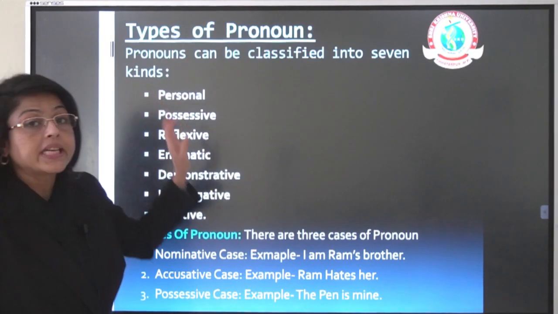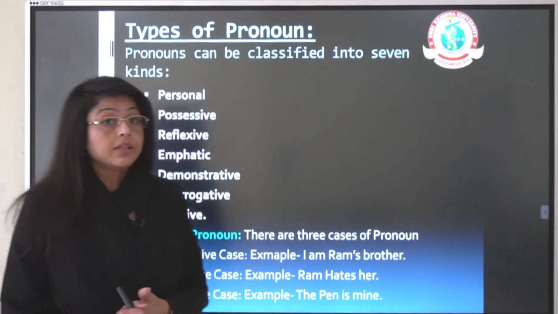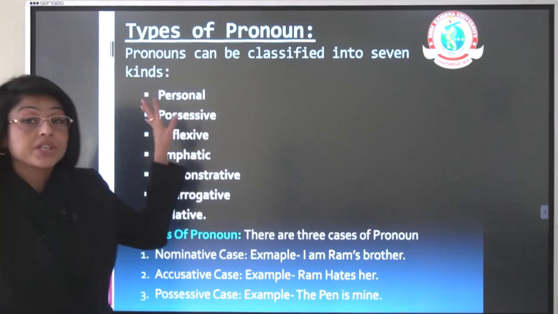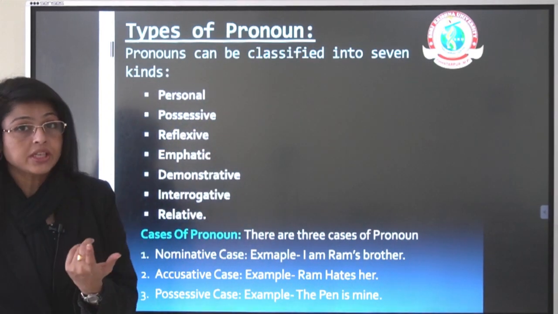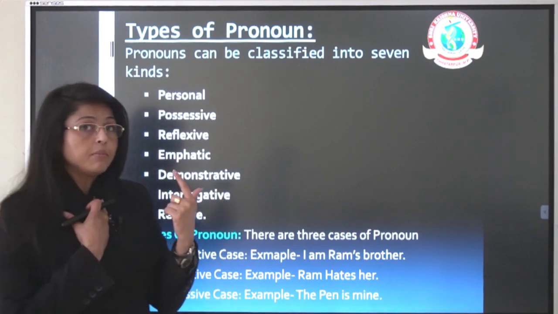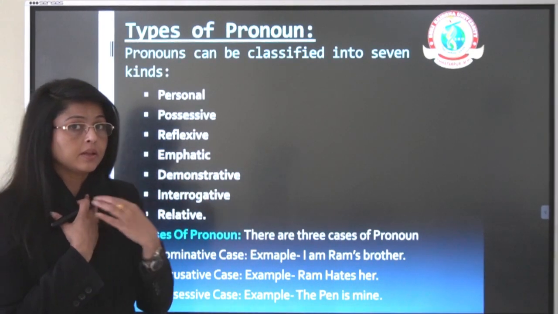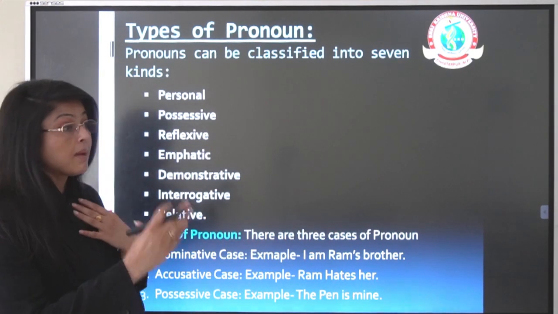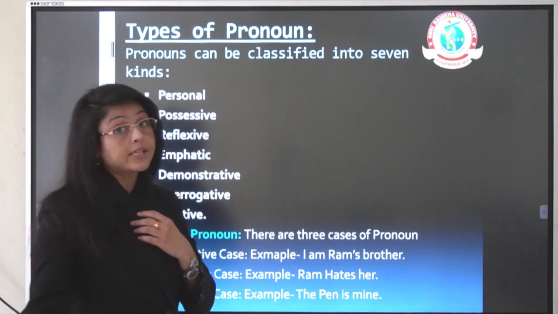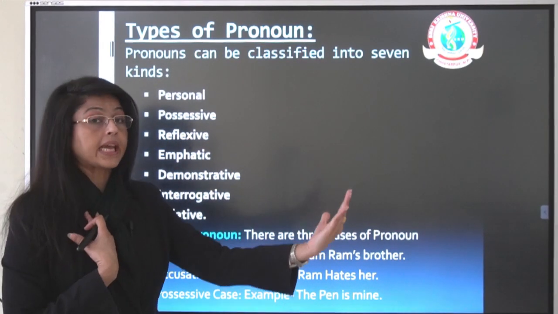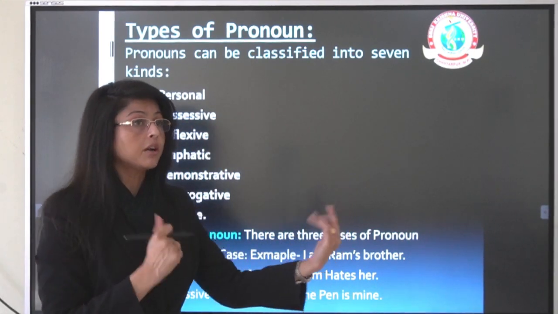Let's see how many types of pronouns there are. There are generally 7 types of pronouns. First is the personal pronoun. Now what is a personal pronoun? I am a person, the person whom I am speaking to is a person, and the person I am speaking about is also a person. So these are segregated as first person, second person, and third person.